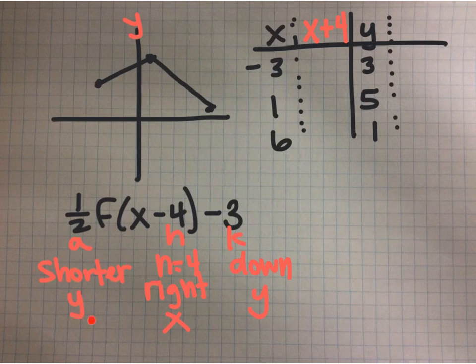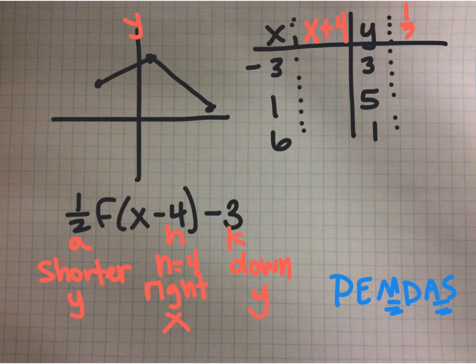So this is our first example where we have 2 changes to the y. So think order of operations. In order of operations, you get to multiply before you get to add or subtract. So we will have to multiply by our a before we subtract 3. So we're going to have to do 1/2 times y, then subtract 3.